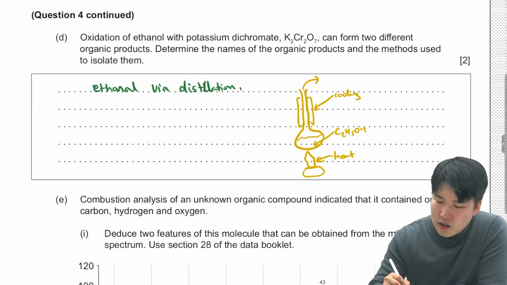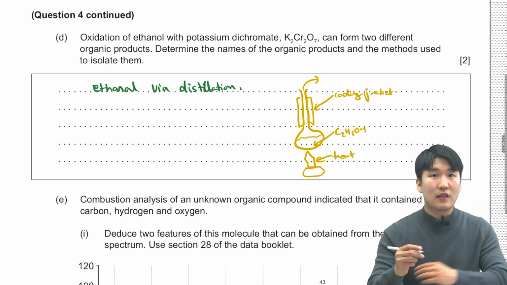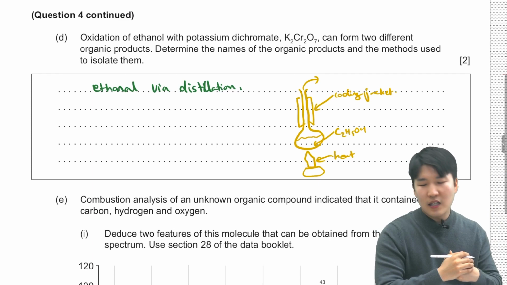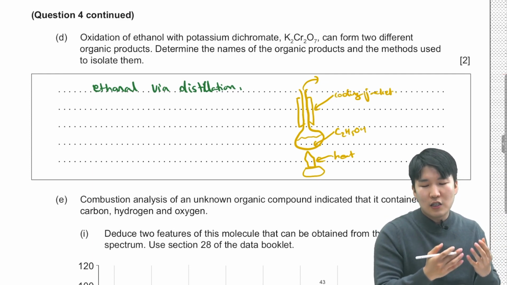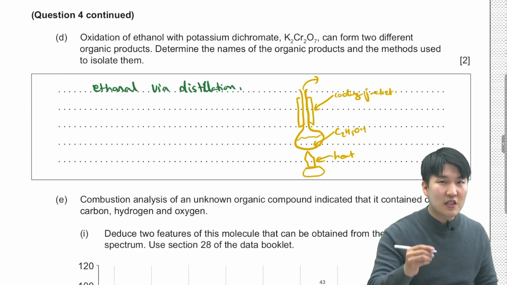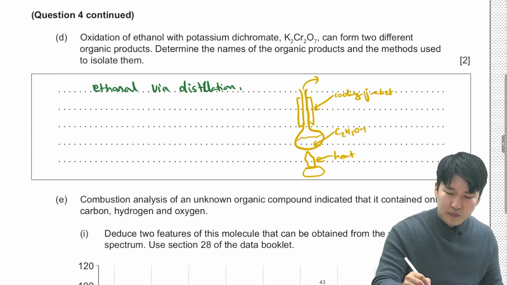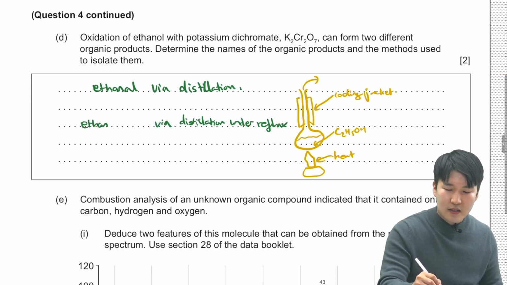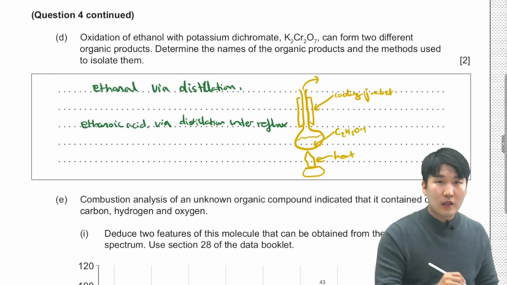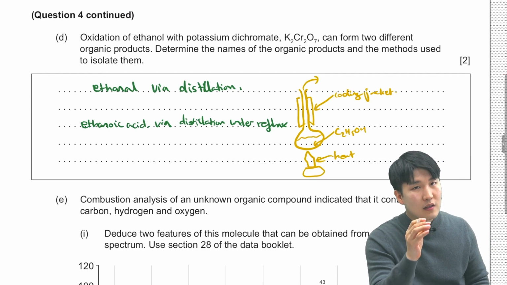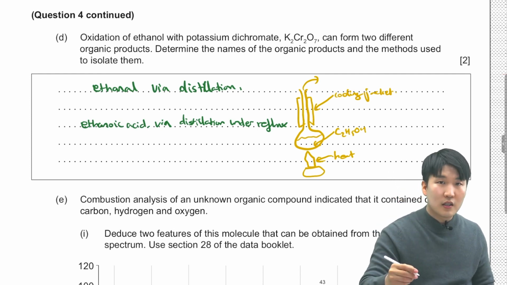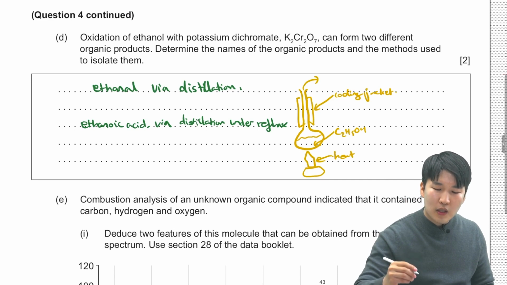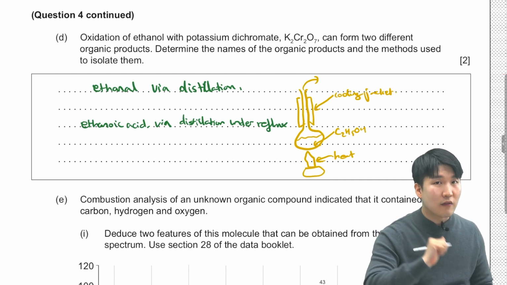Cooling jacket around the flask so that the leaving vapor returns back and continues to get boiled and further oxidized. We call this distillation under reflux. And this will produce ethanoic acid. And what's ethanoic acid? Ethanoic acid has quite a high boiling point, certainly higher than ethanol, and will be in the form of liquid, remaining in the flask.